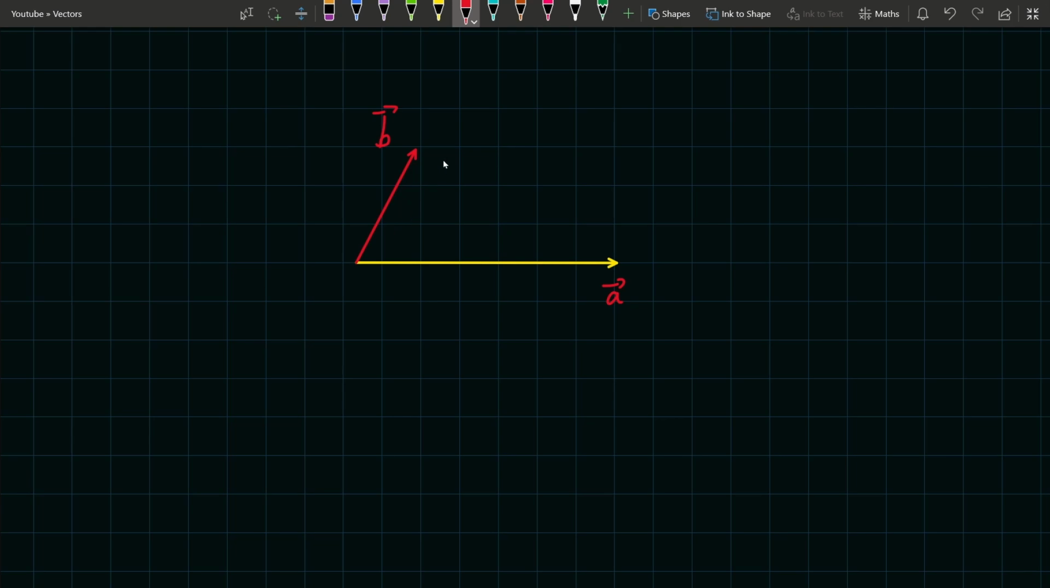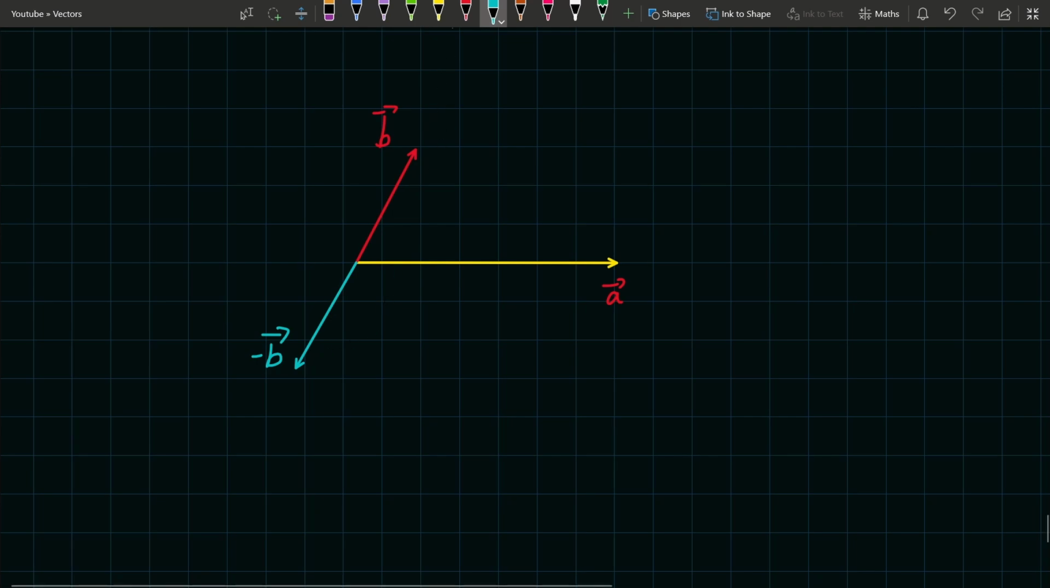So for example, consider if this is a vector and this is b vector, then what is minus b vector? Minus b vector is just a vector which is opposite to b vector with the same magnitude. So we shall call this the minus b vector. Now to find the subtraction of a vector and b vector, I just have to add this yellow color vector and this blue color vector. That's all.